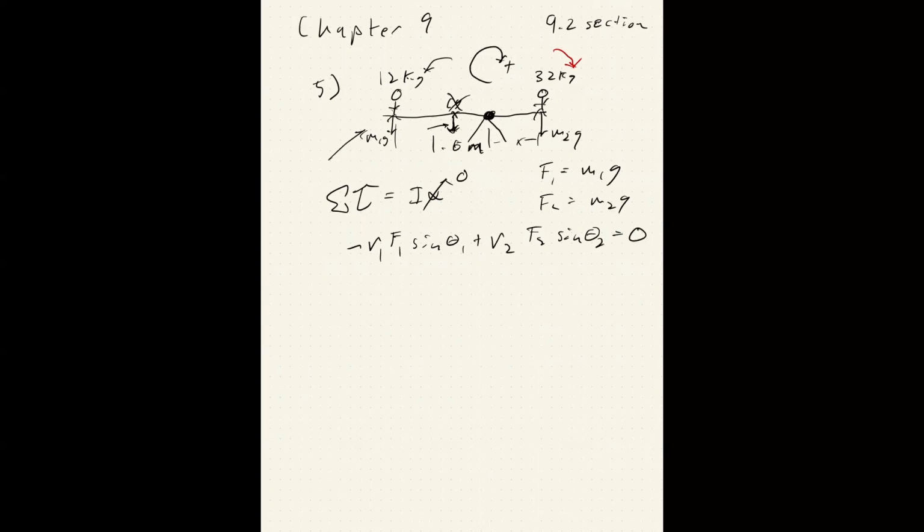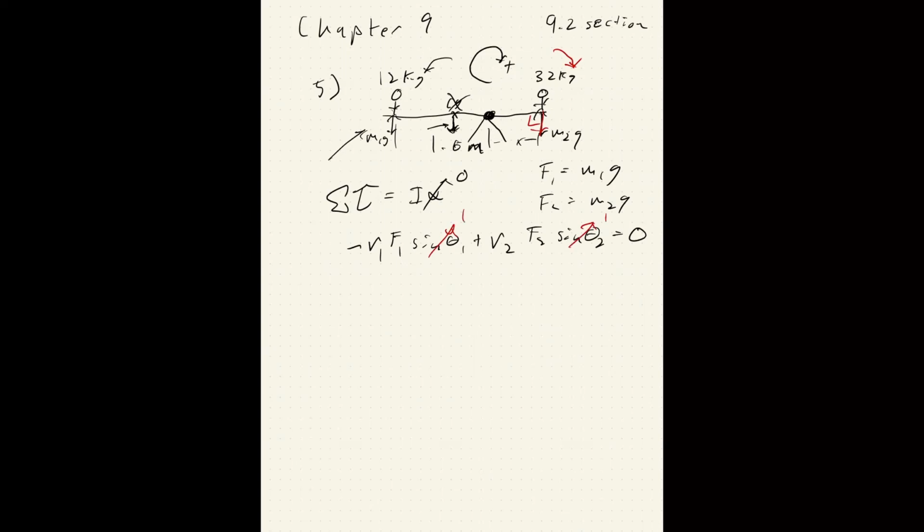Now, theta 1 and theta 2 are 90 degrees. If you think about it, if this is the direction of the force from the heavier child, it's 90 degrees away from the board. Sine of 90 degrees goes to 1, and both of them are doing that, so you get rid of those.